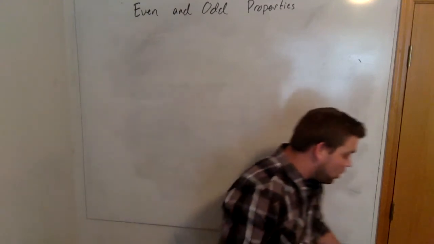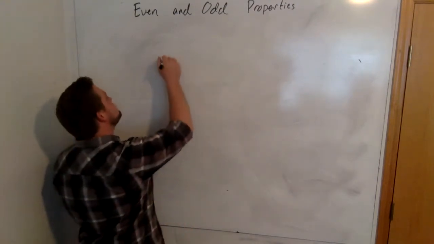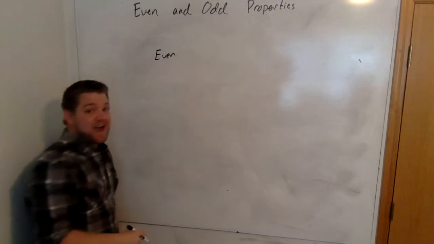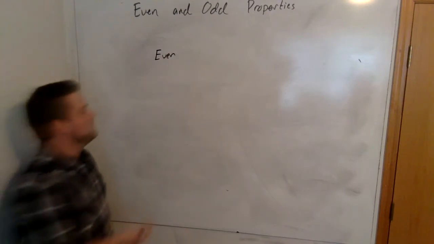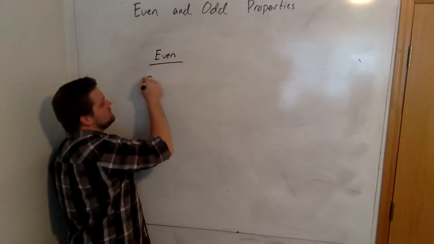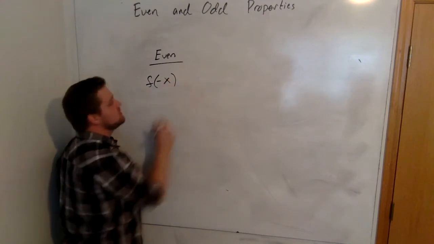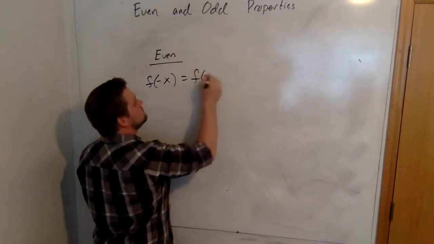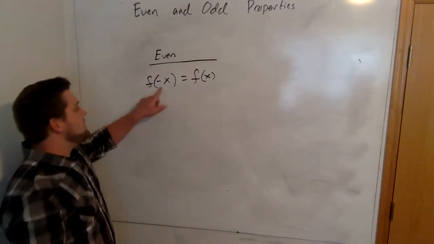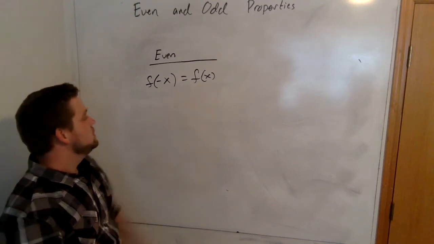Okay, let's first recall what it means for a function to be even, if you don't remember. What does it mean for a function to be even? Okay, I'm going to show you an abstract definition, and then we'll go ahead and describe what it says. A function is even if the following is true. If you take a function and you put a negative on the inside of the function, it's the same thing as just f of x. This is what it means for a function to be even. A negative on the inside of the function does nothing to the function.